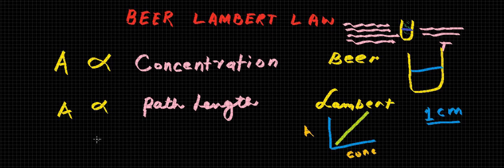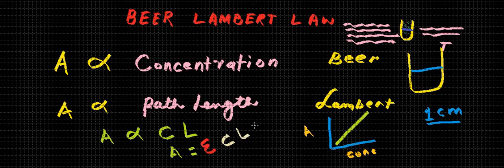Combining the two relationships, we can say that absorbance is directly proportional to concentration, and it is also directly proportional to path length. And if this proportionality is replaced by a constant, say epsilon, then this equation becomes A equals epsilon CL.